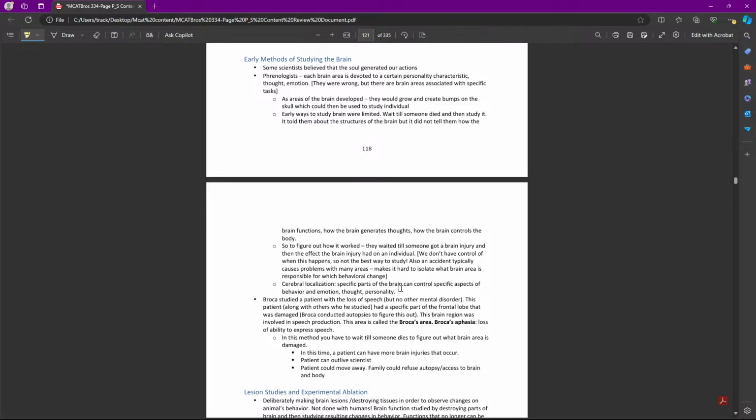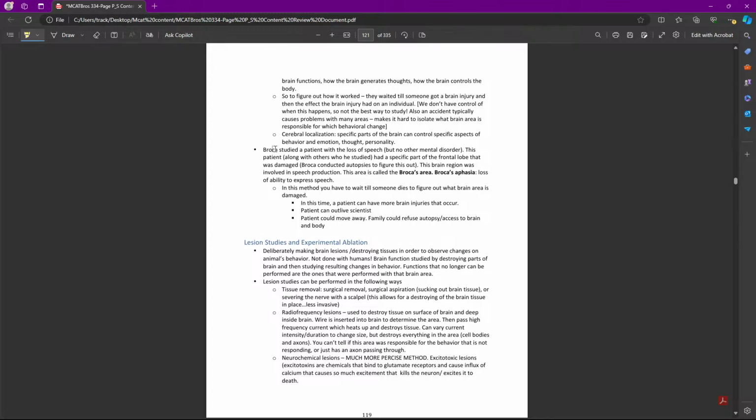Cerebral localization: different parts of the brain control specific behaviors. I'm going through this part pretty fast because I have taken this in neuroscience, so it's pretty familiar to me. Broca studied the loss of speech. That's why he has his own region called Broca's area, where people can't control speech, and it results in broken speech, Broca's aphasia, which we talked about earlier.